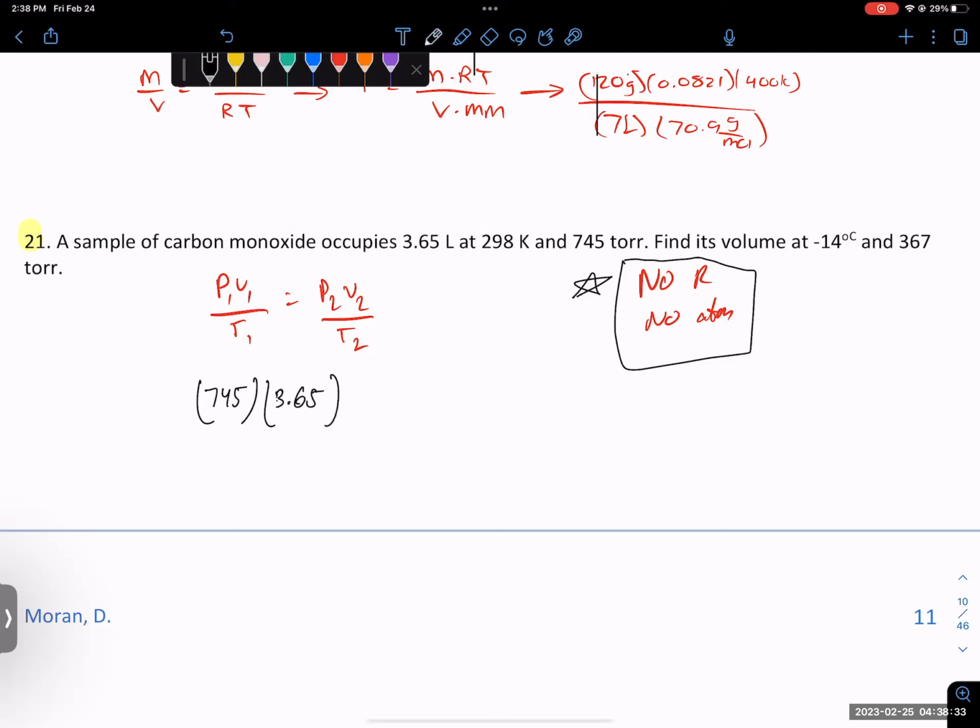Over our T1, which is given in Kelvin, so we can do 298. And set this equal to P2, so we have 367 times our V2, which is what we're solving for, over our T2. One of them is Celsius, one of them is Kelvin, so we have to convert this one to Kelvin, so 273 minus 14. I know it's technically 273.15, but I use 273 because it's faster. So you get 259 Kelvin.